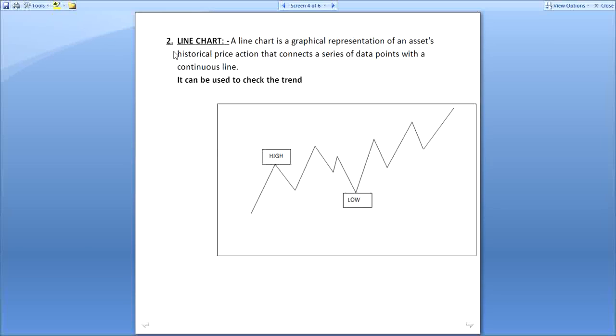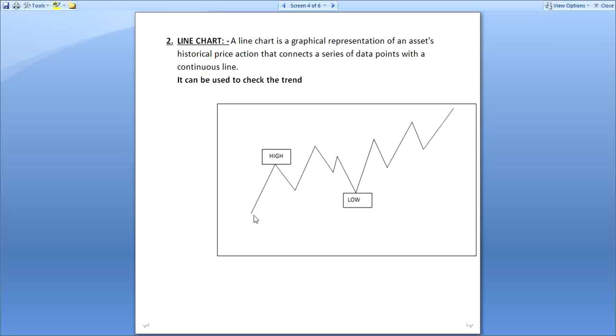And the second is the line chart. A line chart is a graphical representation of an asset's historical price action that connects a series of data points with a continuous line. It can be used to check the trend. The main important part of a line chart is to check what trend is going on right now in a particular company or particular share. It's an important thing in technical analysis.